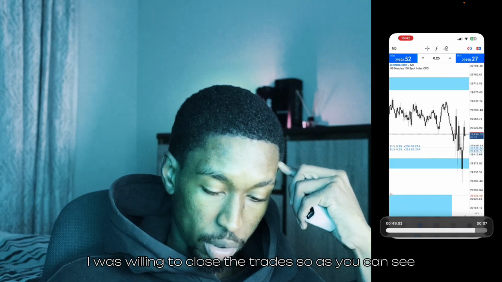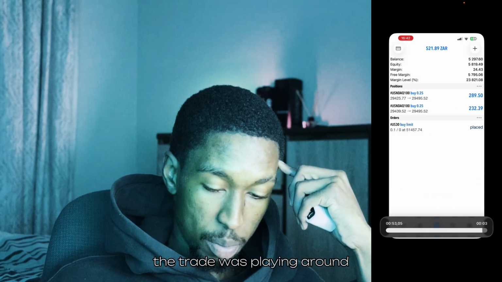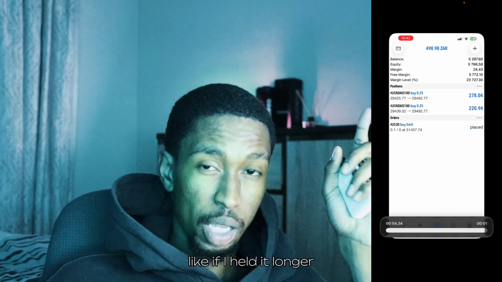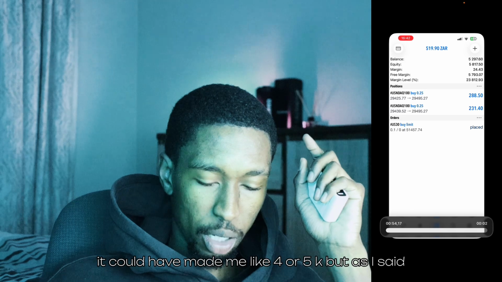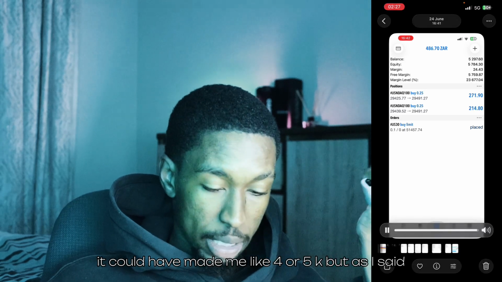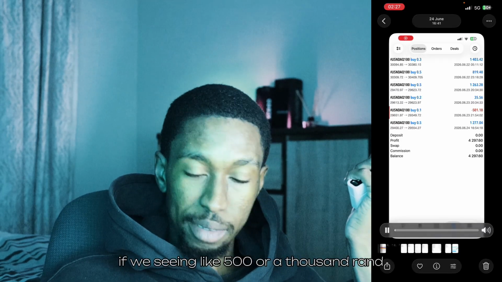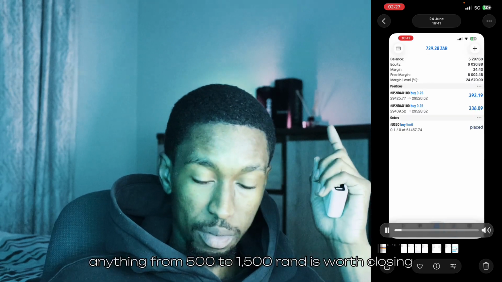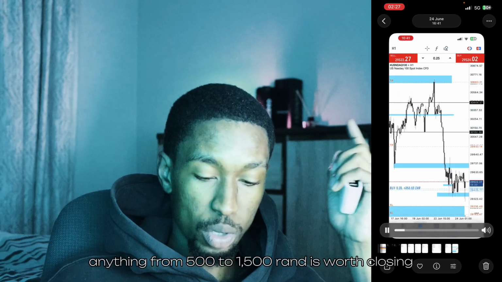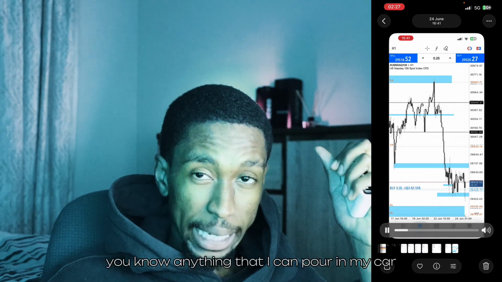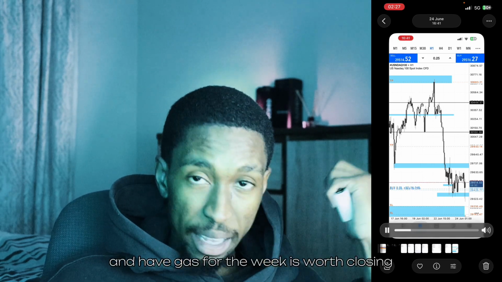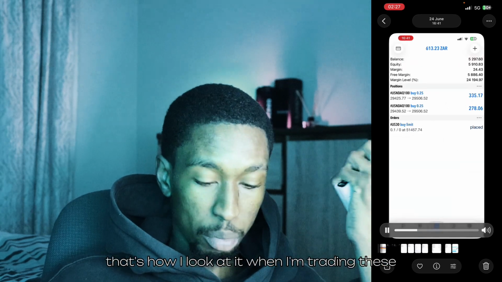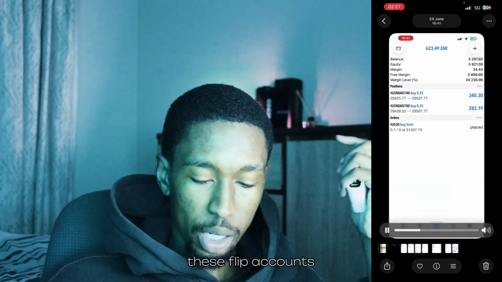So yeah, as you can see, the trade was playing around. I think this was a trade I closed early. Like if I held it longer, it could have made me like 4 or 5k. But as I said, anything from 500 to 1,500 rand is worth closing. You know, anything that I can pour in my car and have gas for the week is worth closing. That's how I look at it when I'm trading these flip accounts.